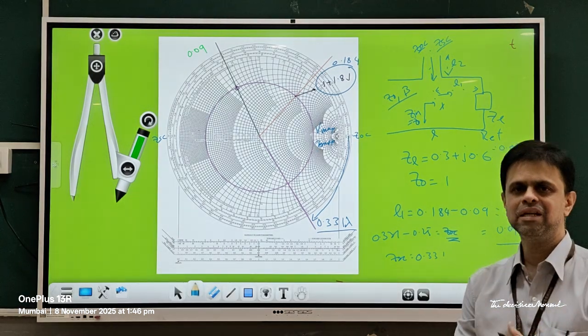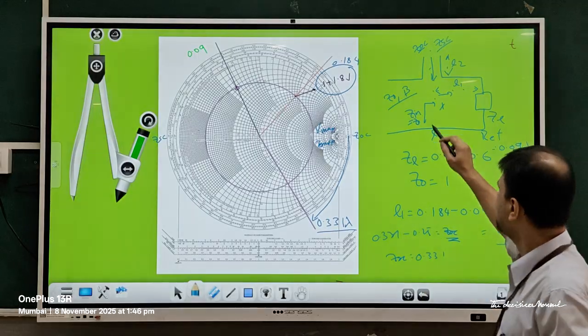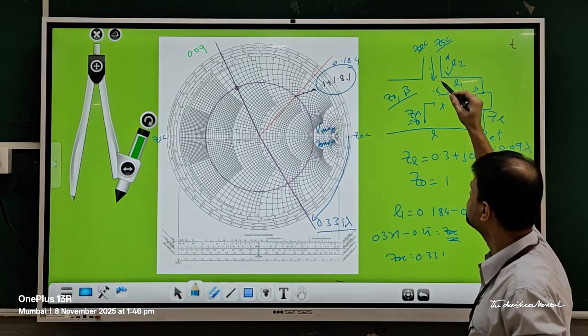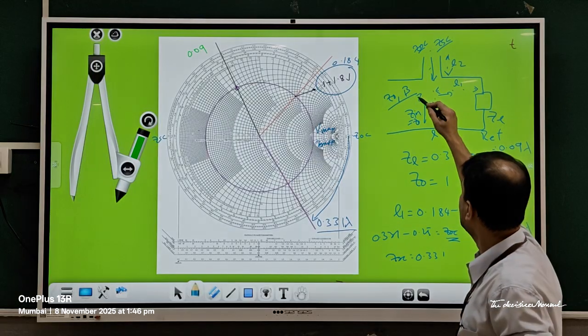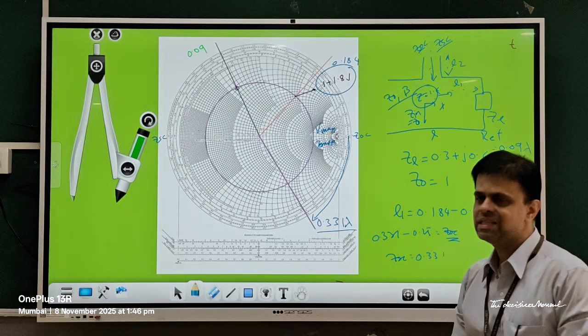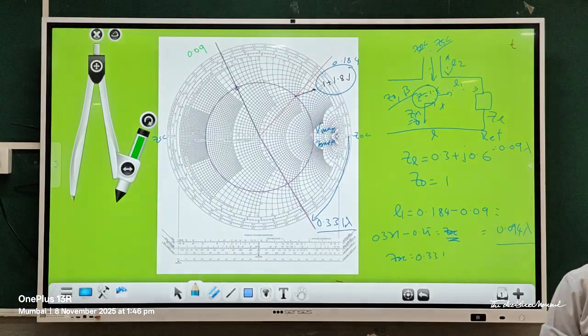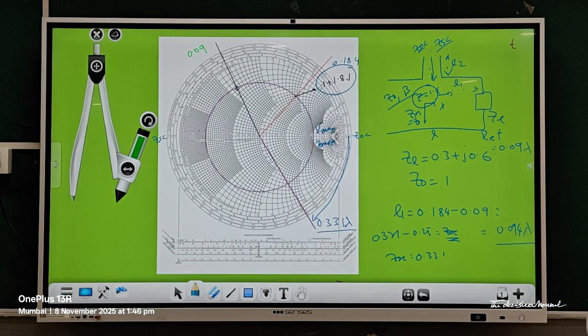Earlier we did the parallel stub matching case, and when you put that length of stub at this position, the net impedance offered at that point is equal to 1. That realizes the impedance matching. Okay, so this is all about series stub matching.